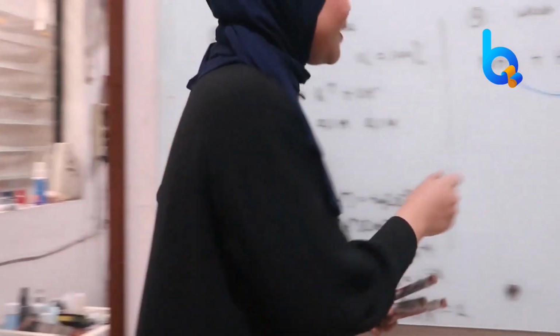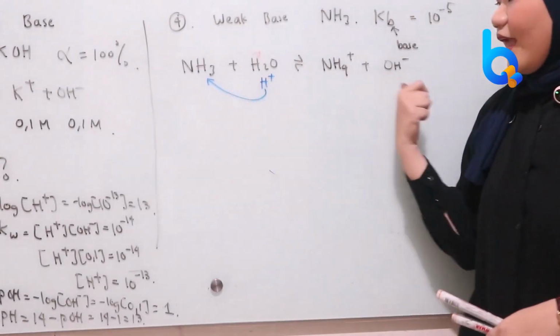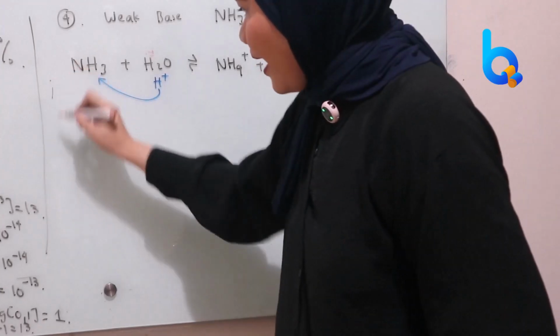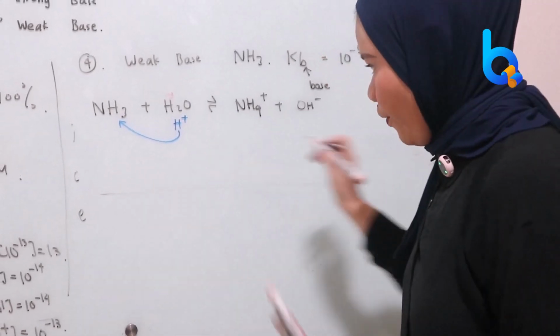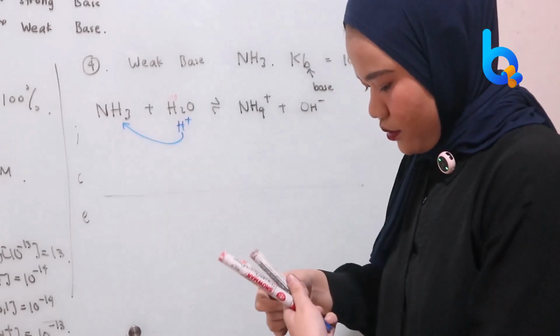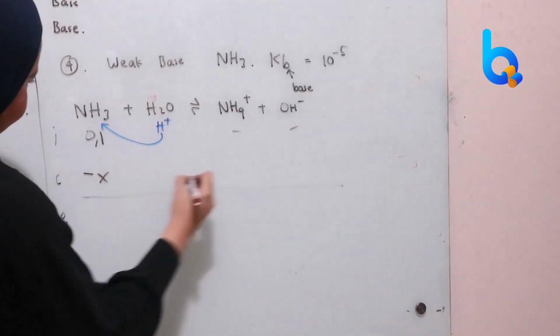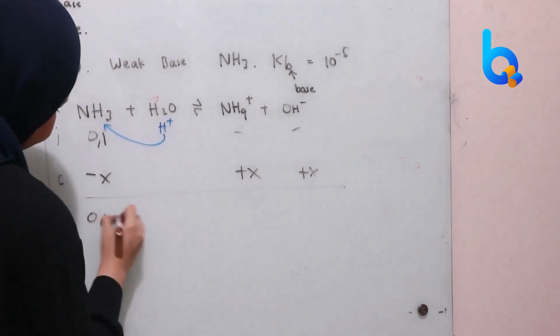It's not a big deal, but we have a weak base. You have to create with ICE. I just recommend this one. But okay, if you don't have a lot of time, okay, wait. I wanted to make it this. Okay, this minus X plus X plus X.